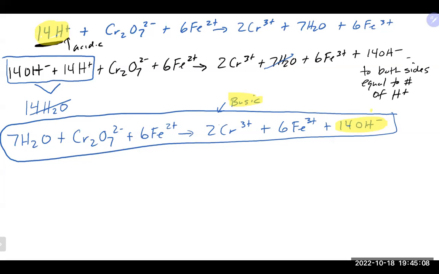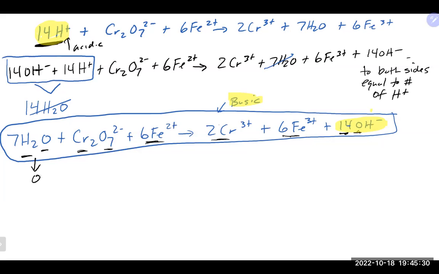Once again, it should still be balanced. So that is 14 H's, 14 H's here. That is 7 oxygens there, plus 7 more is 14, which is right there. That is 2 chromiums, 2 chromiums, 6 irons, 6 irons. Overall, left and right, same number of elements.